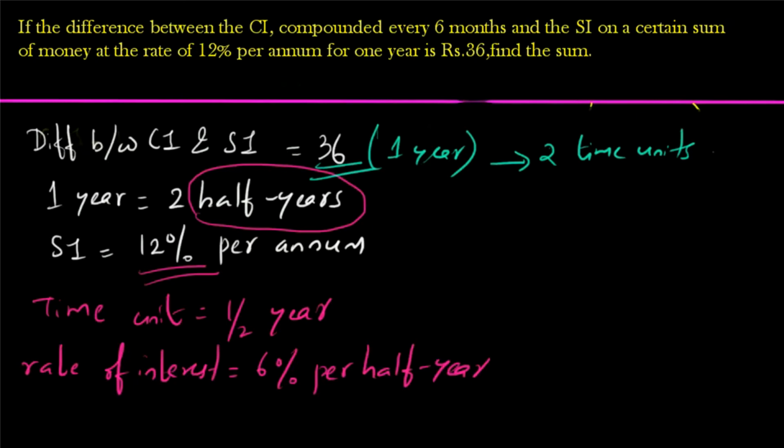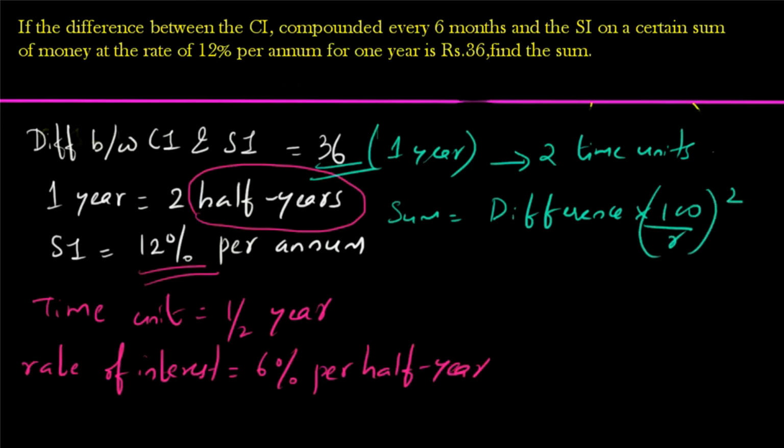So that is what you have to understand here. Even though the question is given for 1 year, you can apply the formula here because the compound interest is compounded every 6 months. That is the key here. So here the time unit becomes half year. 2 half years means 2 time units, so you can apply the formula. Sum is equal to difference into (100 by r) the whole square. You can apply the formula for 2 time units.